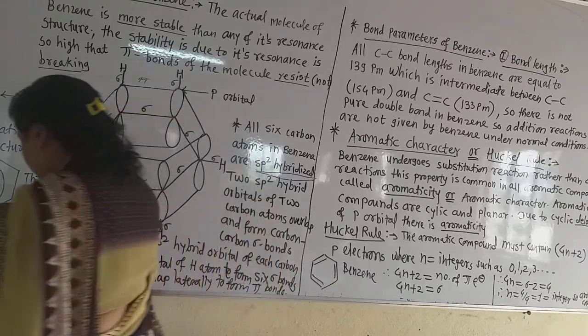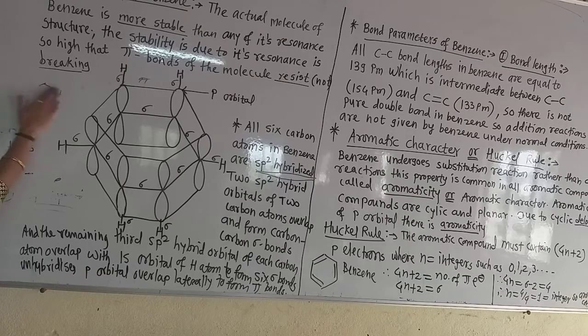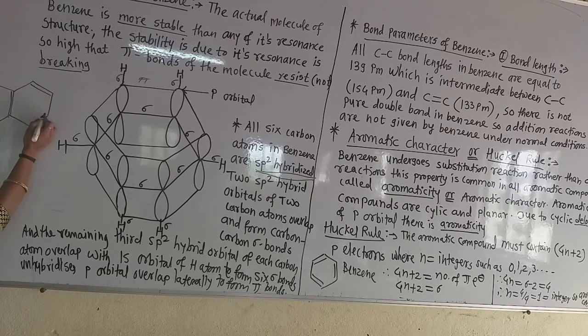Let us see about naphthalene. How is naphthalene aromatic? See, you know the molecular formula of naphthalene. Now this is the structure of naphthalene. See here. This is naphthalene. Now in naphthalene there are also alternate single and double bonds. Now see how many p electrons are there in naphthalene.